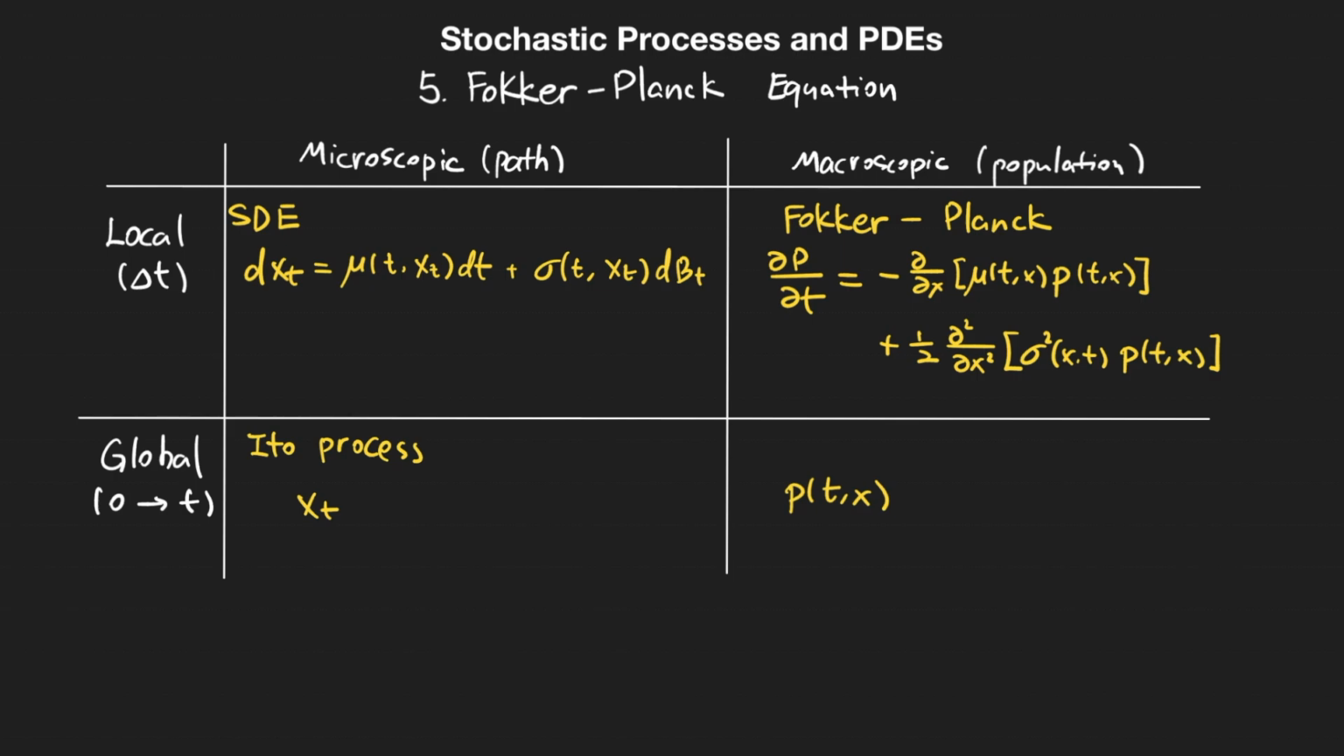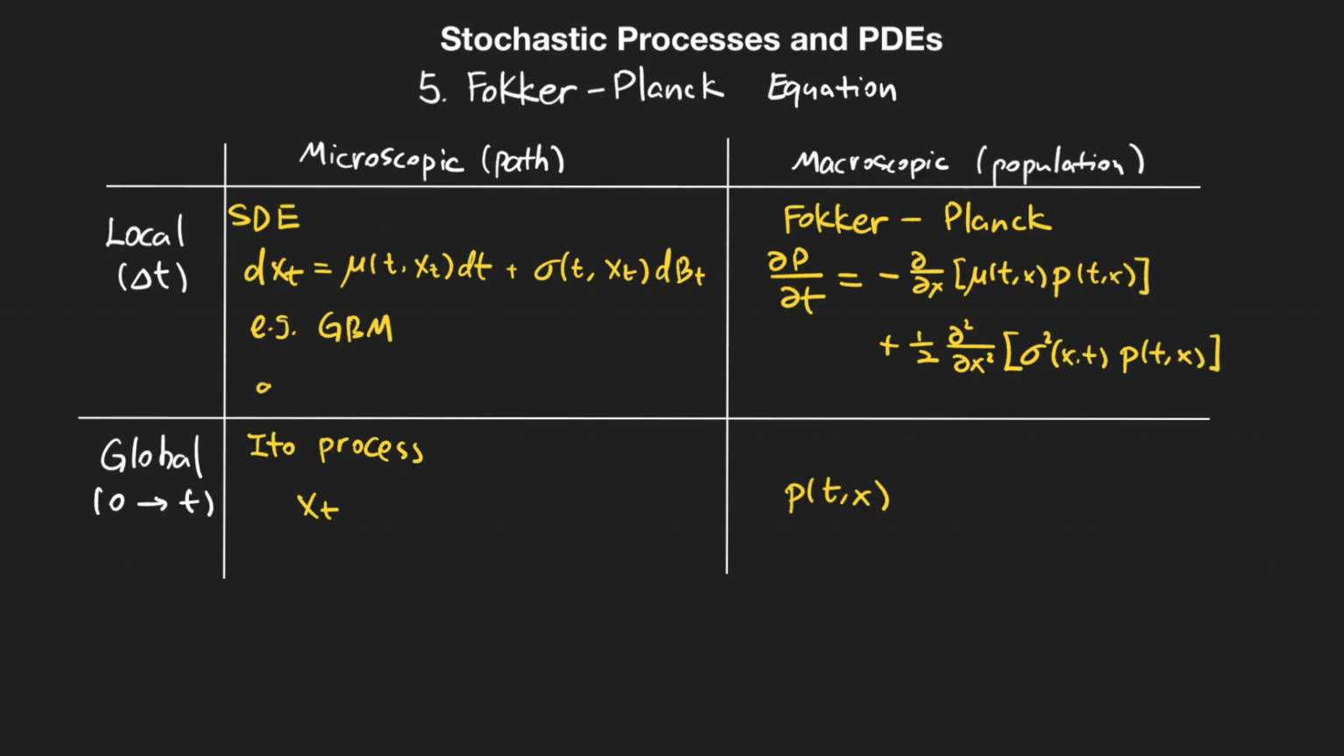In this video, our main topic is the Fokker-Planck equation. This equation describes how the probability density of a stochastic process evolves over time. In the last video, we looked at stochastic differential equations. Those equations describe the evolution of a single random realization, one random path.